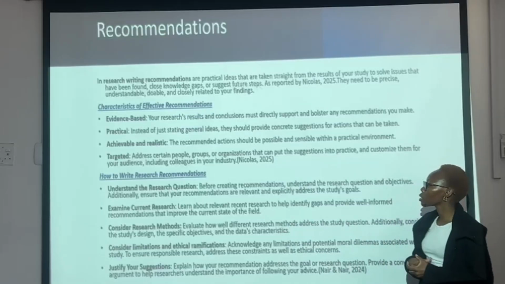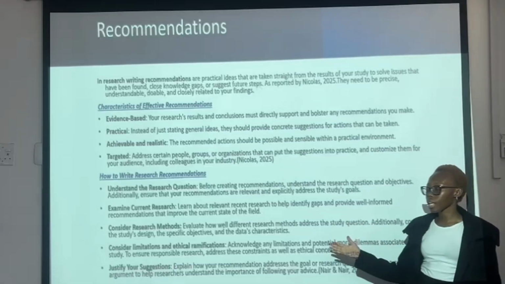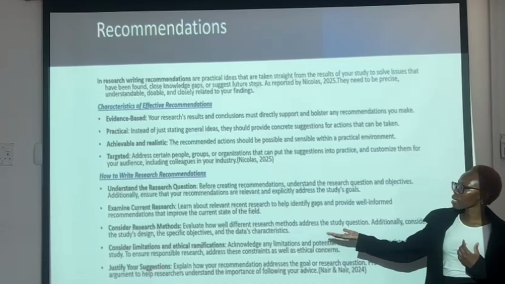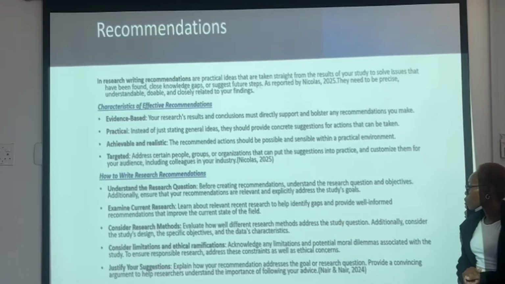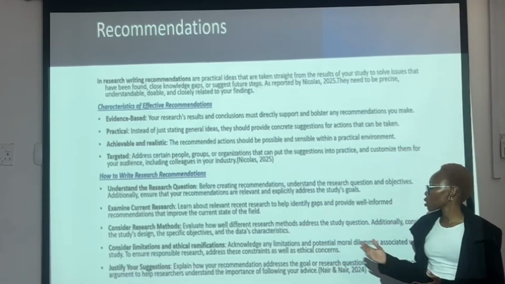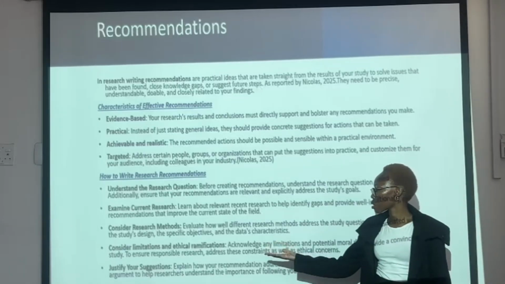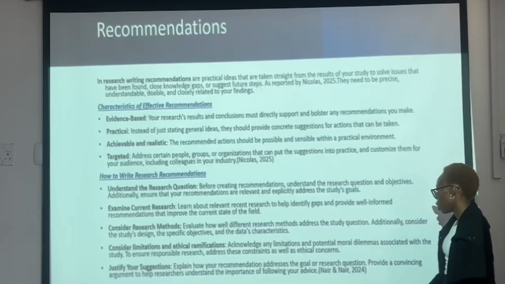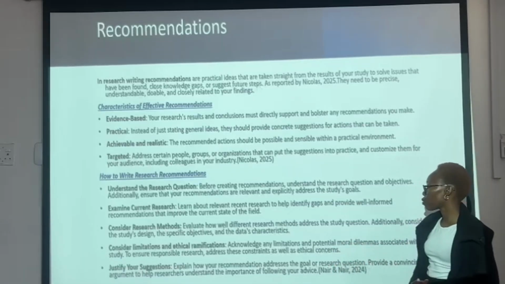We have to evaluate how well different research methods address the study question. Additionally, consider the study design, the specific objectives, and the data characteristics. Then, limitations and ethical ramifications. Acknowledge any limitations and potential moral dilemmas associated with the study. To ensure responsible research, address these constraints as well as ethical concerns. Lastly, we have to justify your suggestions. Explain how your recommendations address the goal or research question. Provide a convincing argument to help researchers understand the importance of following your advice.